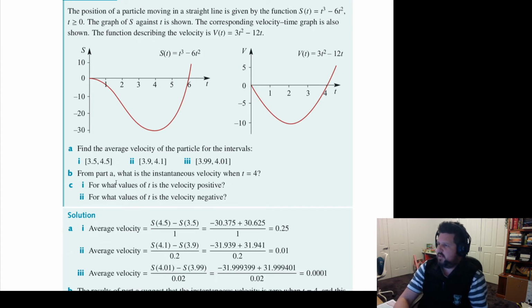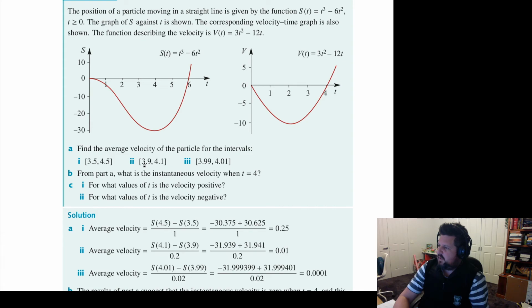The first part of these questions asks us to find the average velocity of the particle for each of these intervals. So they're saying find it between 3.5 and 4.5. What you would need to do is substitute this value into the equation, take away this substituted value in the equation, divided by the change in time. The change in time in this case is the difference between 4.5 and 3.5, which is 1, which is where that comes from. We can run the calculation, and we get the average velocity is 0.25.